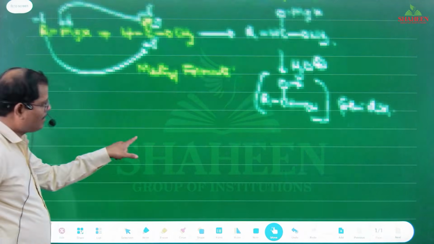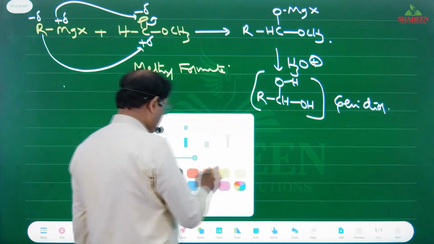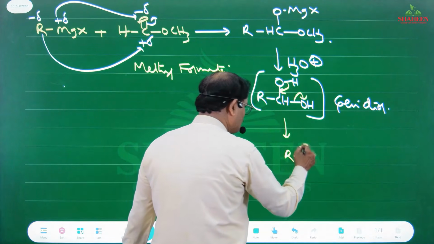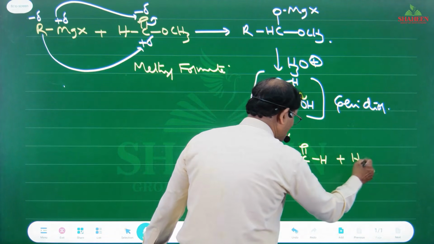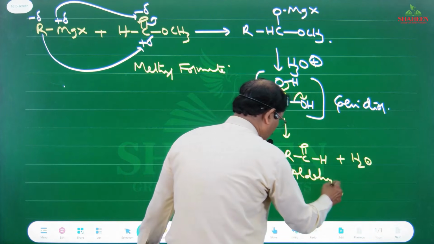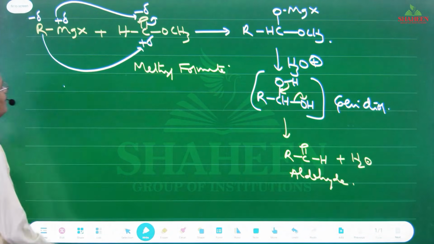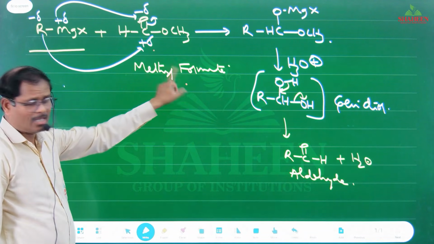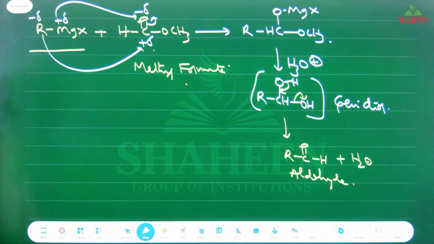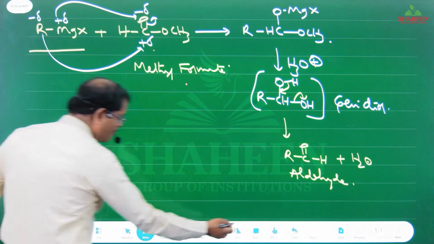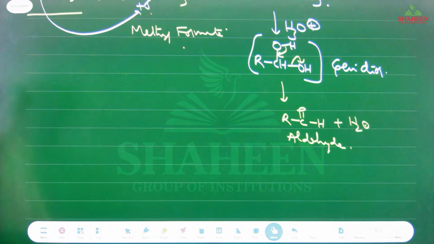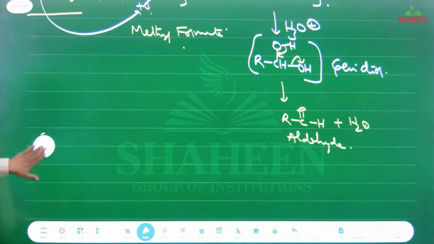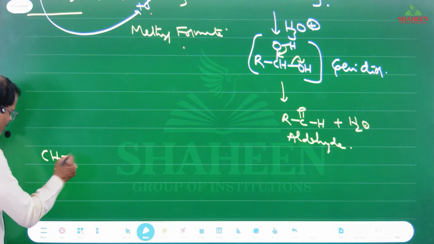And the gem-diol, by loss of water, can convert into a carbonyl compound. Here we are getting an aldehyde. For preparation of an aldehyde, along with the Grignard reagent, we need to take an ester of formic acid. An ester of formic acid can give an aldehyde, and an ester of any other carboxylic acid other than formic acid can give a ketone in this reaction. I'll give the equation directly by taking an example.